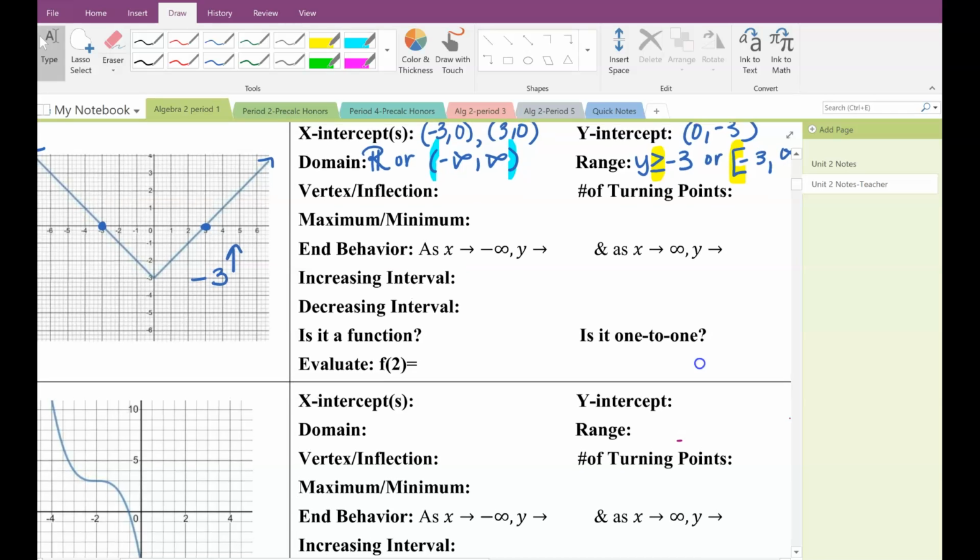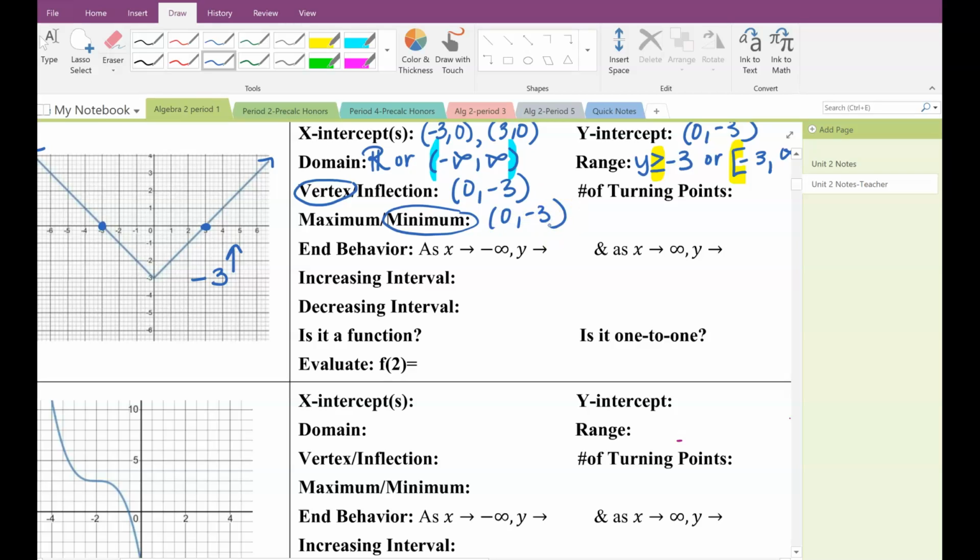Vertex or inflection point. For this particular case, it is definitely going to be a vertex, and the vertex is at (0, -3). Is it a maximum or minimum? This is definitely a minimum, and the minimum is where the vertex is at.